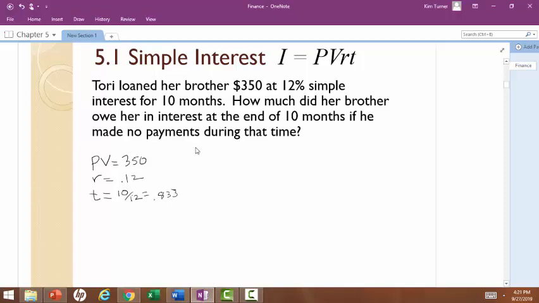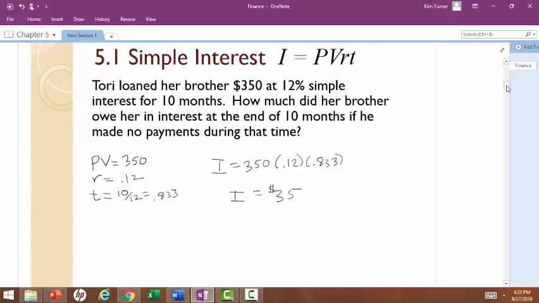Now I'll plug these values into the formula. So the interest on the loan is equal to the present value times R, which is 0.12, times 0.833. Now, when you plug 10 divided by 12 into your calculator, it comes out to 0.833 and then goes on forever. So just keep that in your calculator, and then multiply that value times 0.12 and times 350. That will give you an interest value of $35.